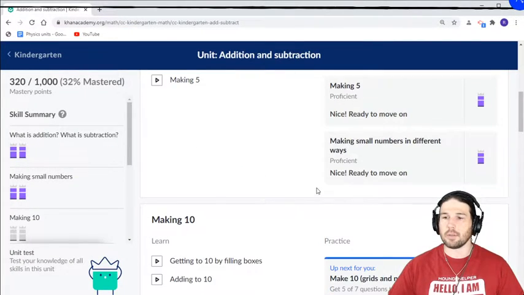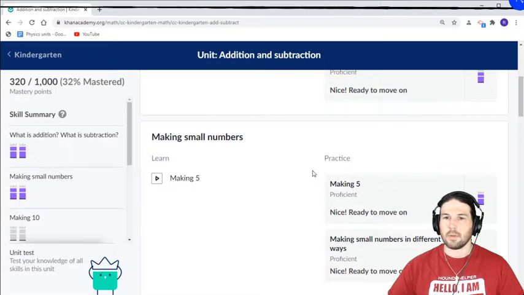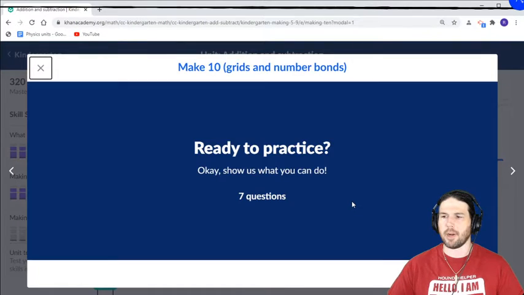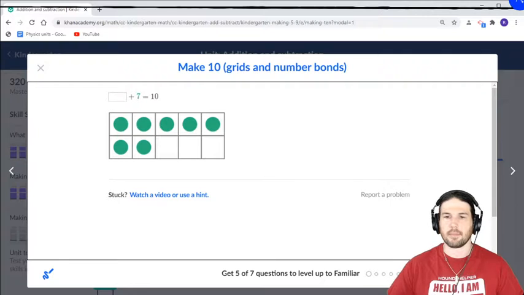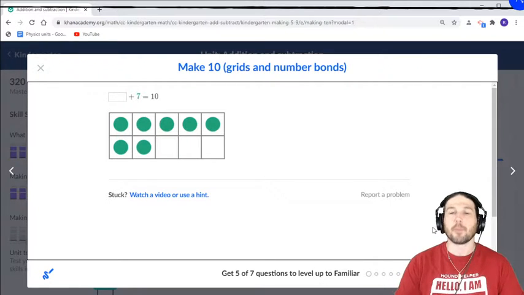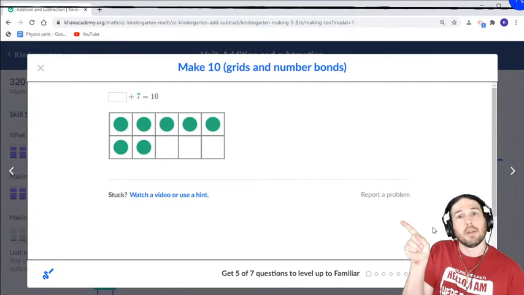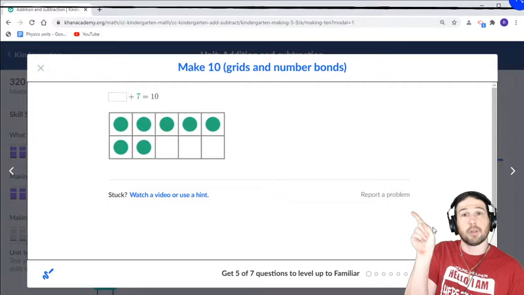So now we have this one that says making 10 grids and number bonds. I don't know what a number bond is. Oh, okay. So now we're making 10, and we're making 10 by essentially counting the spaces that are left over.